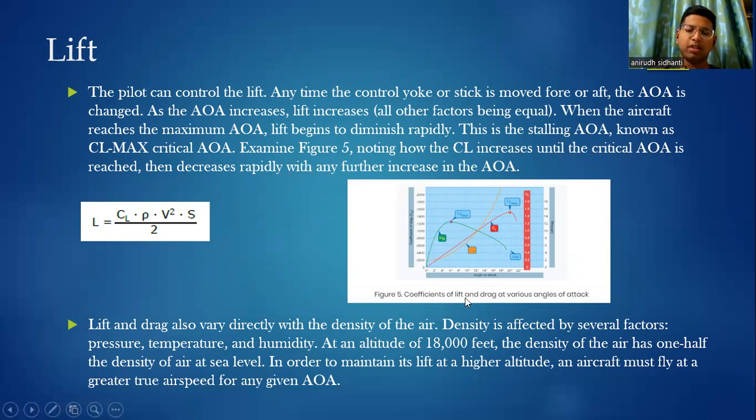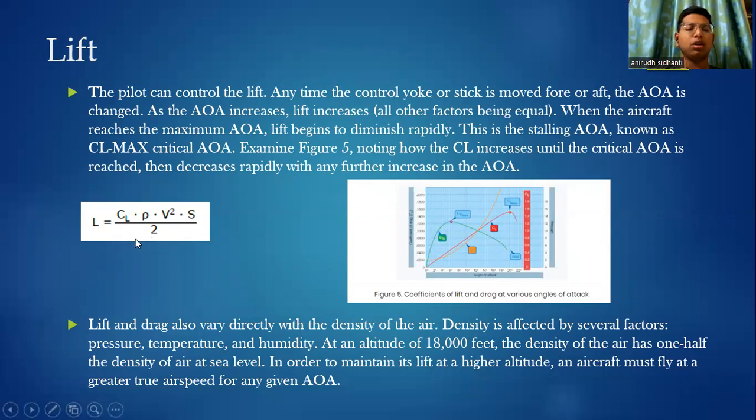This is the coefficient of lift at various angles of attack, where it is increasing and suddenly dropping. At this point, this is the critical angle, and this falling part is called stalling. The lift equation is L equals CL, that is the coefficient of lift, into rho, the density, into V squared, this is velocity squared, and S, that is area, by 2.